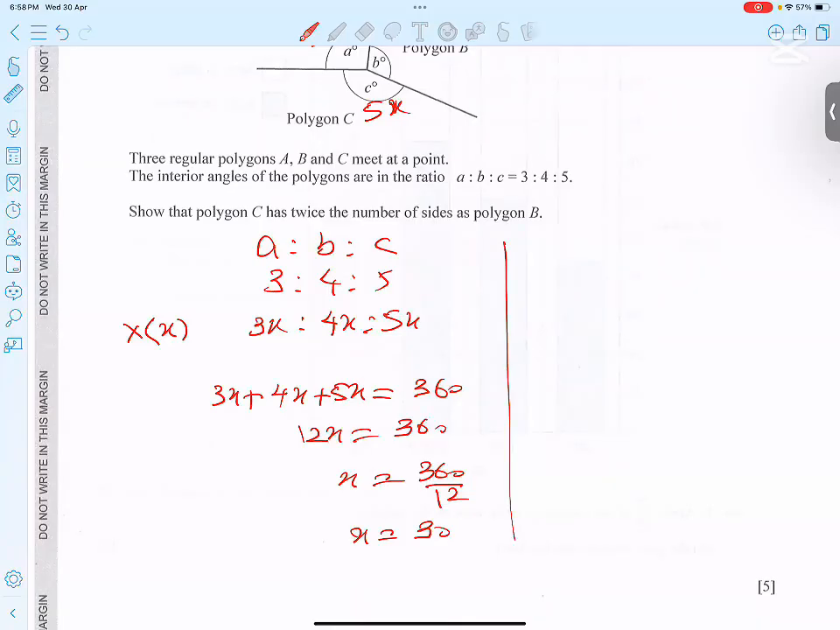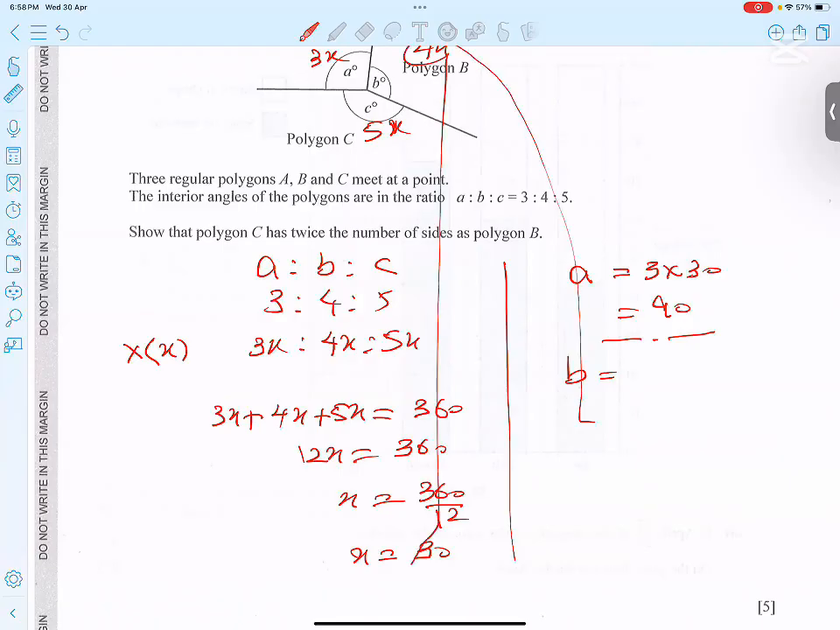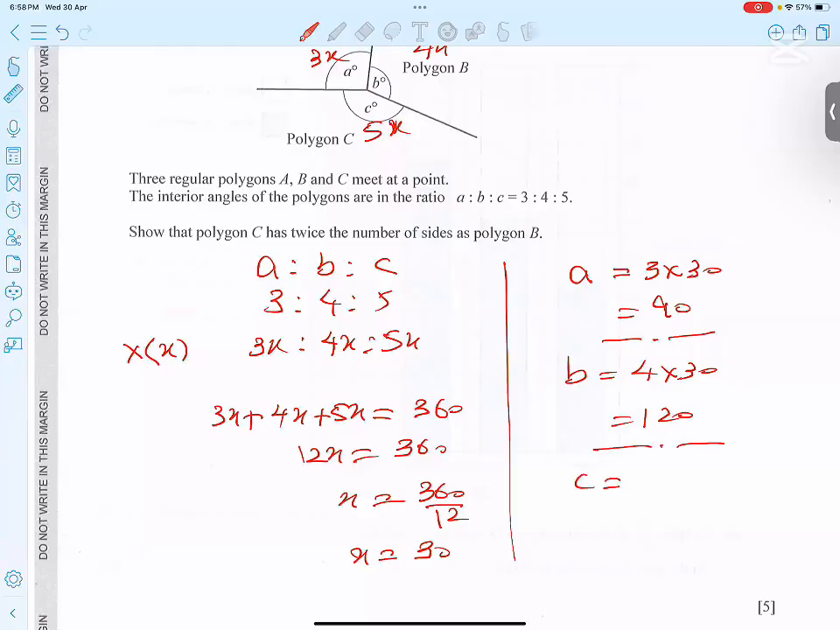And now, students, let me talk about angle A. If I multiply this 30 with this 3, 30 into 3 becomes 90. I believe all of you are understanding well. Let's talk about B. B is 4x, so 4 times 30, we got 120. Last one, C, that is 5x. So 5 into 30 becomes 150. And I got all the angles.